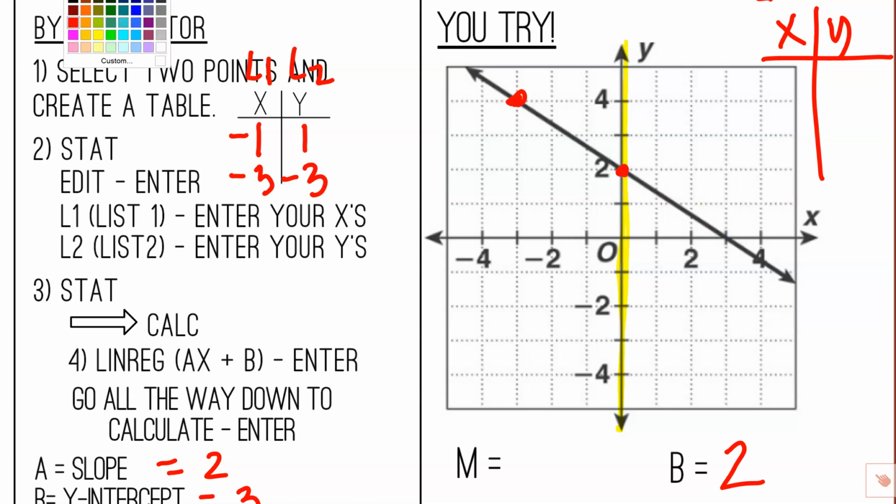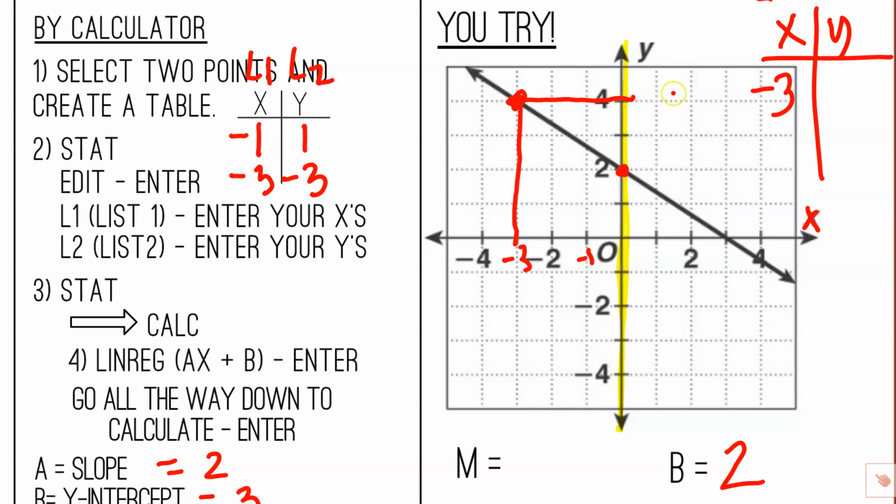All right, so again, we're going to find the x and the y of each point. So the x of this point: you have to go all the way to your x-axis. And where does it land? -1, -2, -3. It lands at -3. And I'm going to go all the way to my y. What is the y? 4.